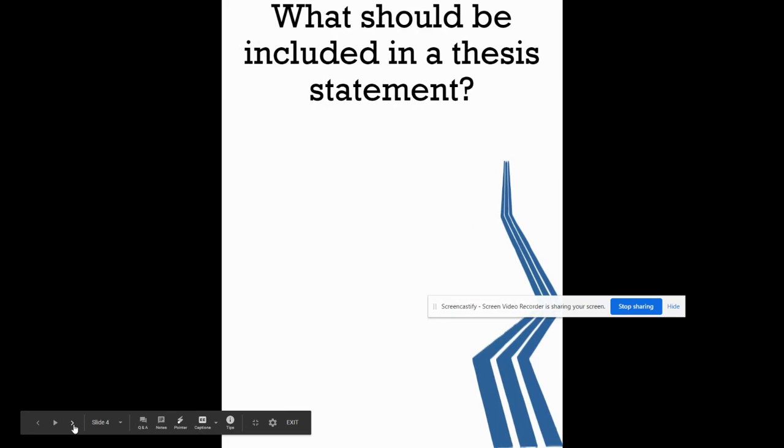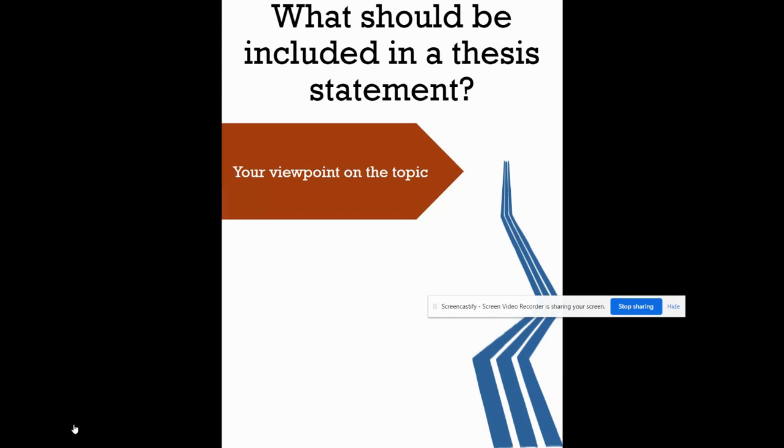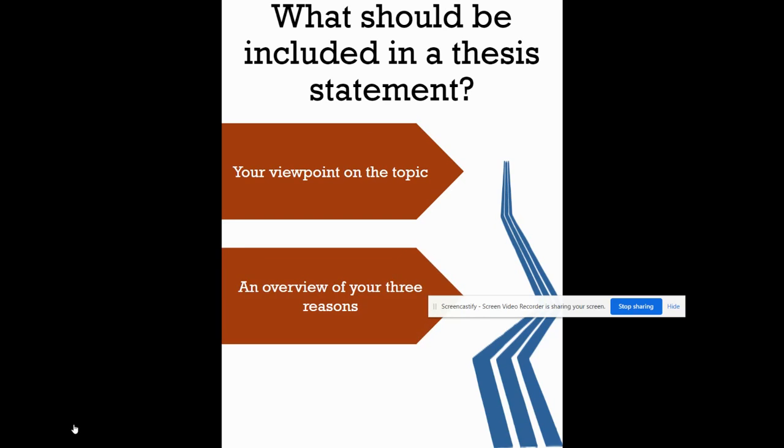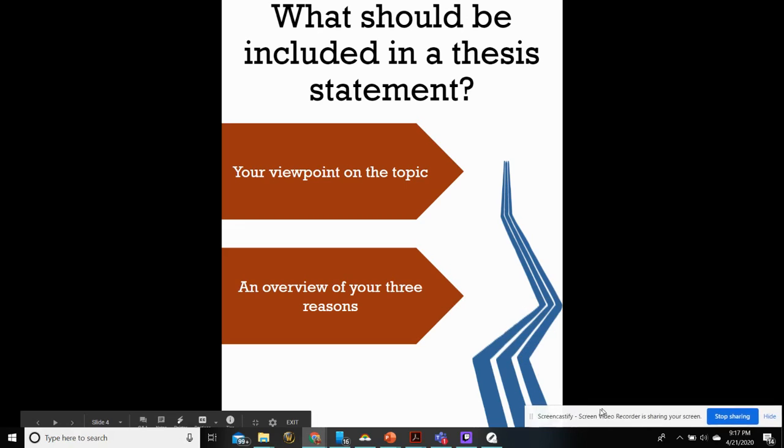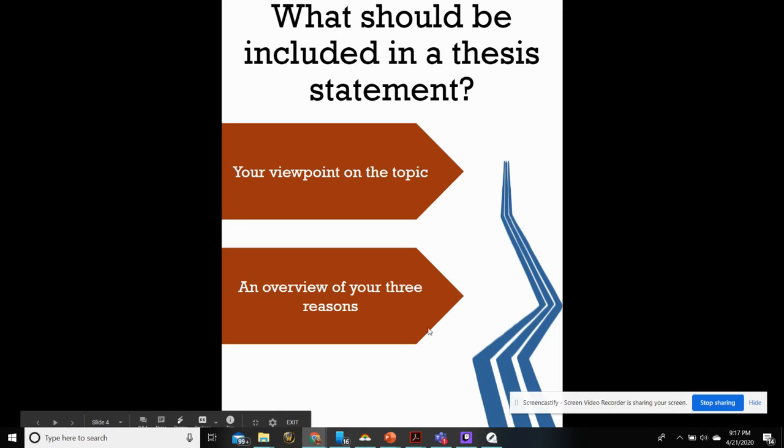What should be included in a thesis statement? Your viewpoint on the topic. So, for example, if you agree that we shouldn't have pizza on Friday, or we should have pizza on Friday, it's your viewpoint. An overview of your three reasons. So, just because you're giving your viewpoint on the topic doesn't mean you're not adding your reasons to why you agree with that viewpoint.